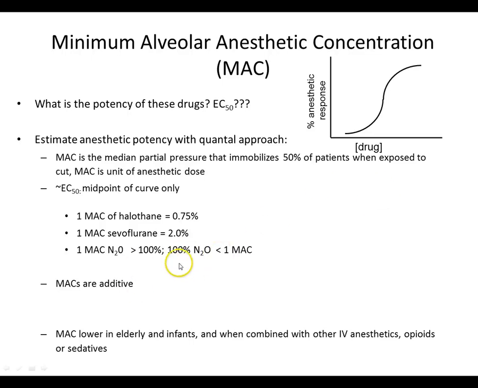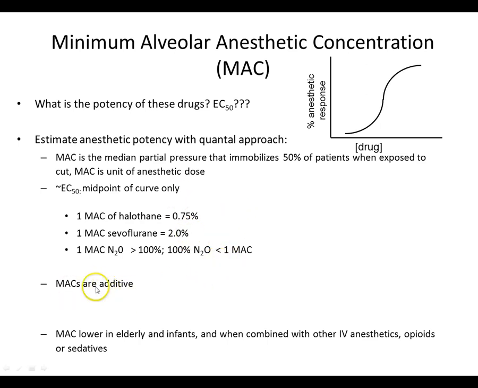And another way of looking at that is that 100% nitrous oxide is less than 1 MAC as a unit of anesthetic dose. So what this means is that nitrous oxide, even though we said that it has low solubility, so it's very fast, and that's a good thing, is actually not very strong. So even if you were to give 100% nitrous oxide, you're not going to have sufficient anesthesia in most patients.